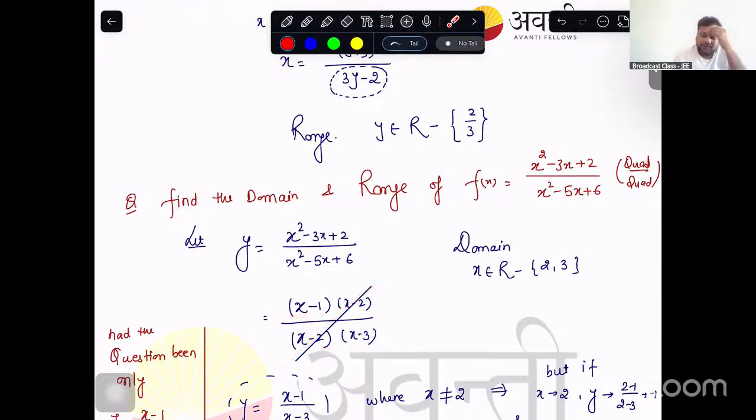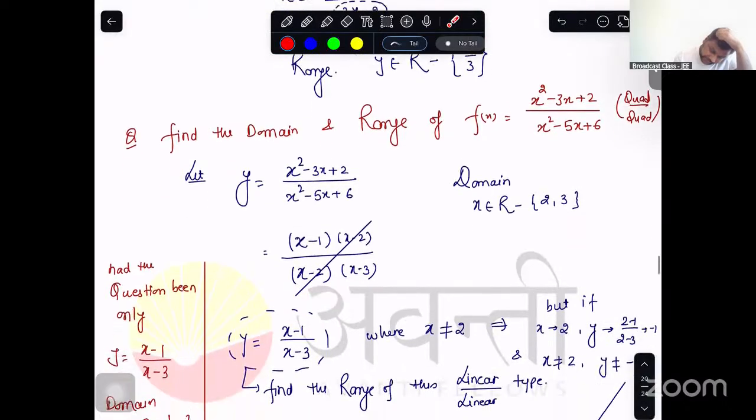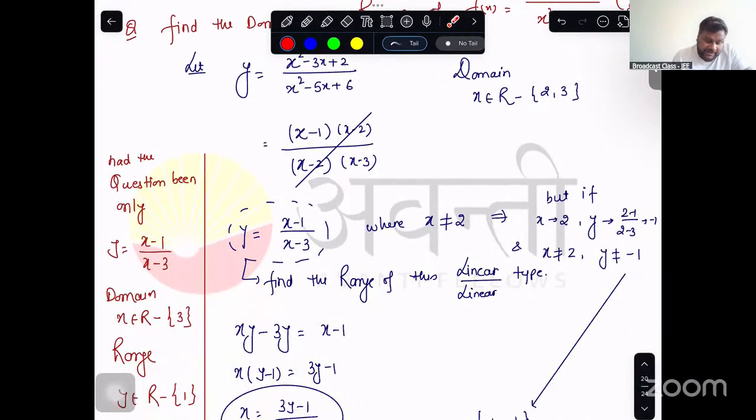But the domain will be R minus {2, 3} because 2 and 3 are the zeros of the denominator. Now your question remains x minus 1 upon x minus 3, but x is not equal to 2. If x approaches 2, put it here, y will approach minus 1. But neither x is 2 nor y will be minus 1. So your range will not contain minus 1.